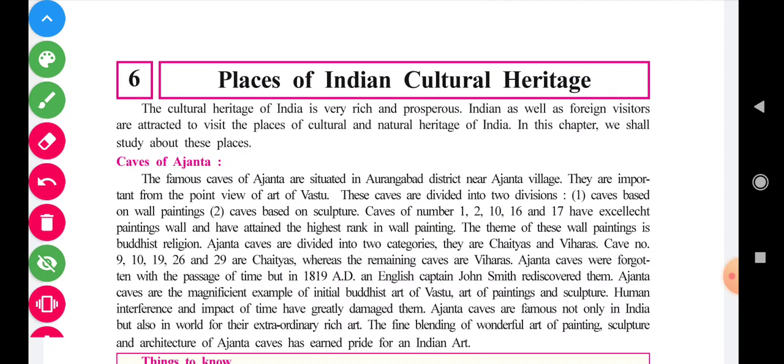Students, as you know, in our previous classes we have completed chapter number 5, India's heritage of science and technology. Today we are going to start chapter number 6, which is about the places of Indian cultural heritage. As you know, students, there are two main types of heritage.